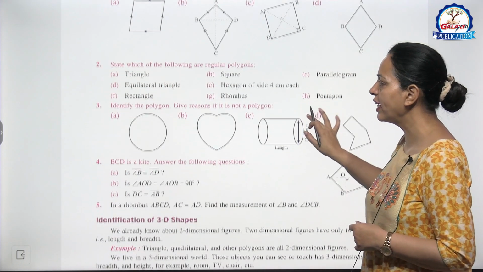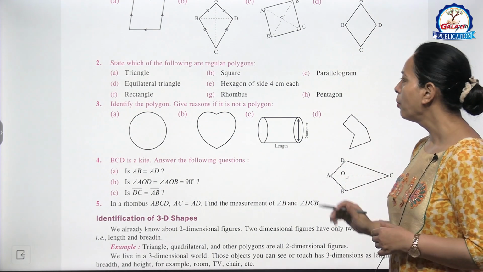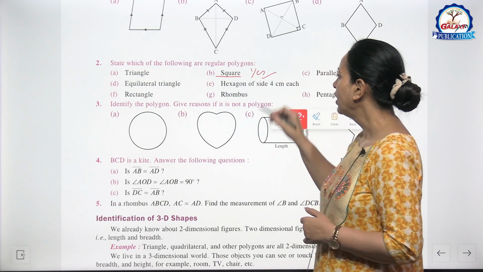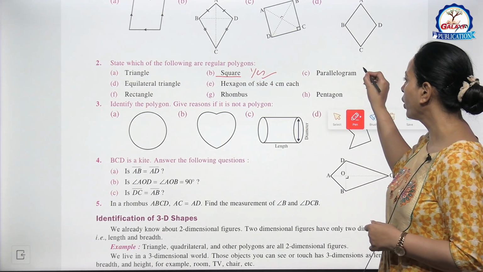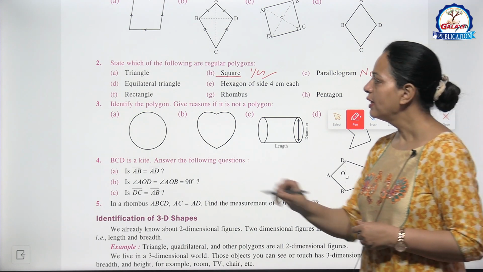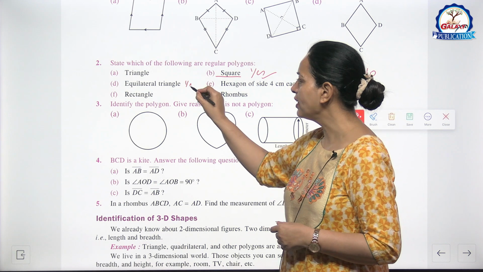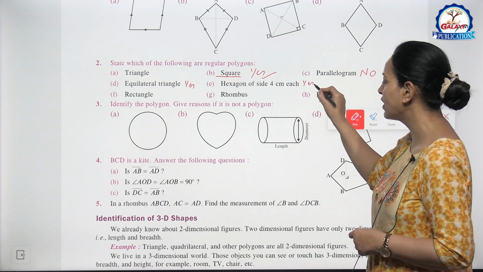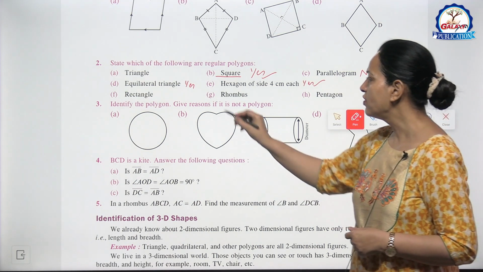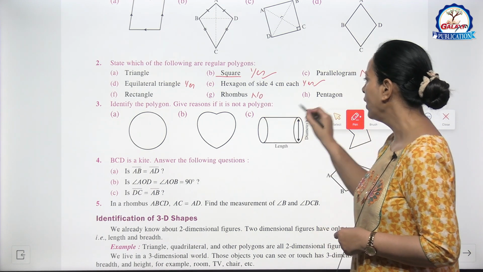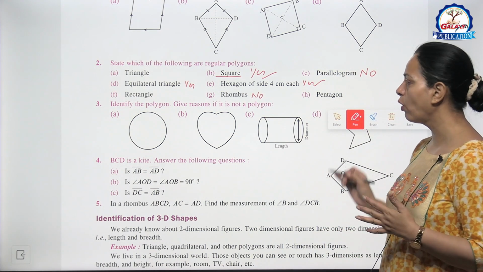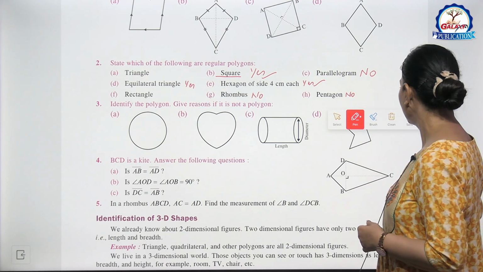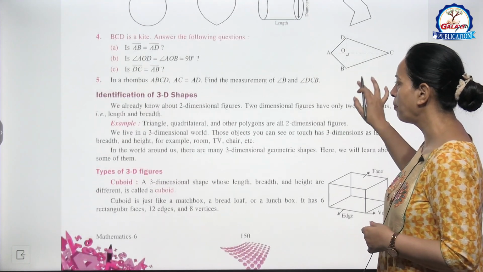Okay, now the second one, state which of the following are regular polygons. So just find out, like B part square, yes, this is a regular polygon. And parallelogram, no. Okay, like D part equilateral triangle, yes. E part hexagon of side 4 centimeter each, yes, all sides are same. So this is regular. G part rhombus, no. Okay, H part pentagon, it's not given that all the sides are equal. So this is not regular, right? So similarly you can try the remaining parts of these questions, right?